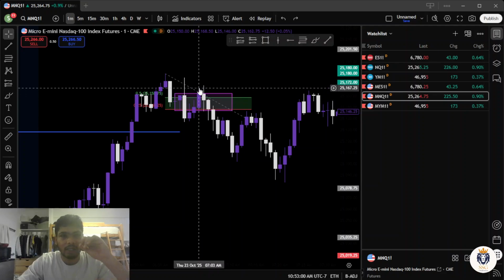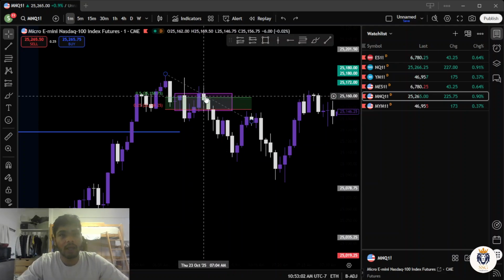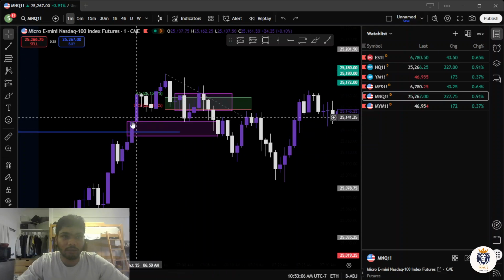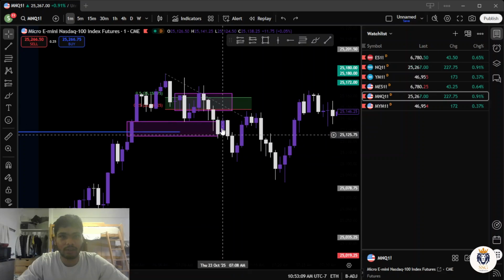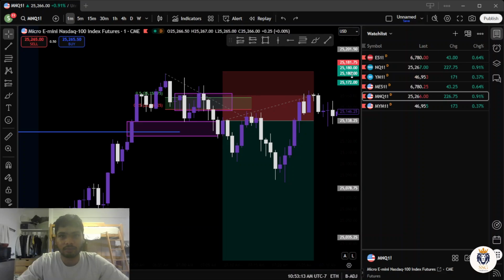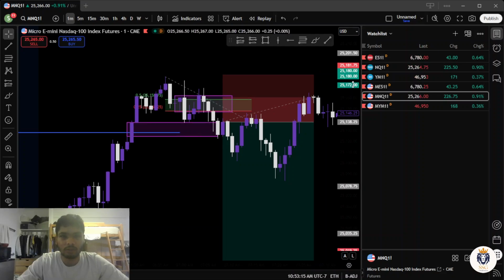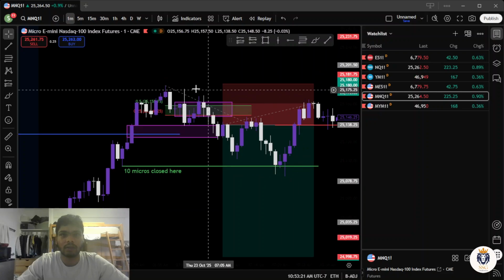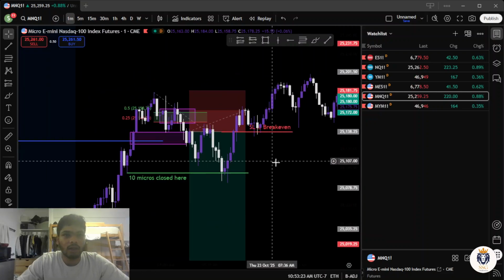So it dips into the order block and equilibrium, and then starts moving back down, and there's that bullish fair value gap that we inverse. Boom. That's where I entered, right there.